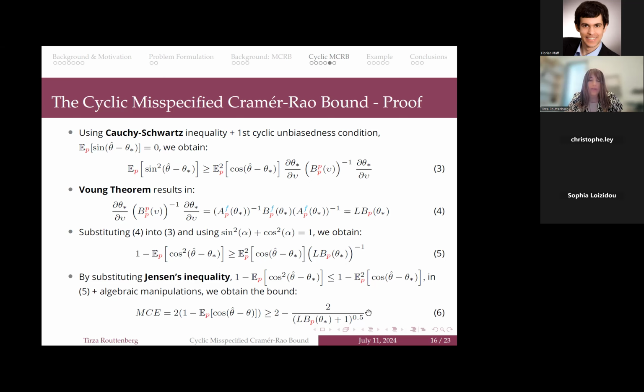So what is nice about this bound is that, if you look at 5, you still have the estimator, so for any estimator you will get a different bound. But if you look at 6, the final bound, the right-hand side is not a function of the estimator. So for any unbiased estimator in the Lehmann sense, you will get the same bound.